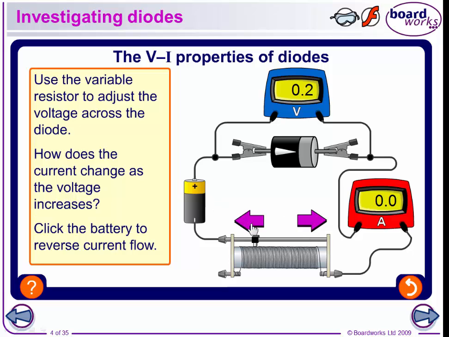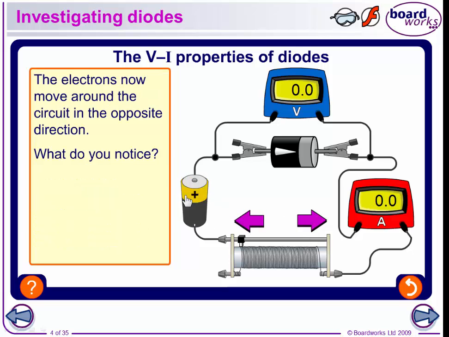If we change it the other direction, let's swap the battery round. A potential difference of negative 0.0 volts gives no current. 0.2 volts gives no current. 0.4 gives no current. 0.6 volts across the diode gives no current. 0.8 volts across the diode gives no current, and so on.